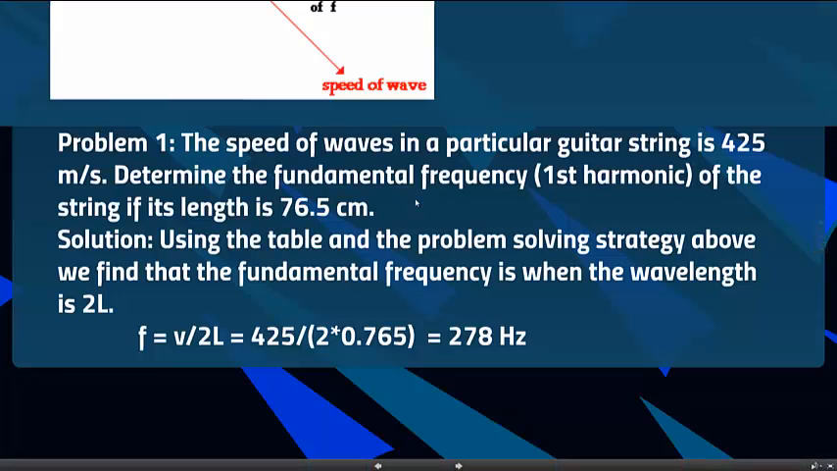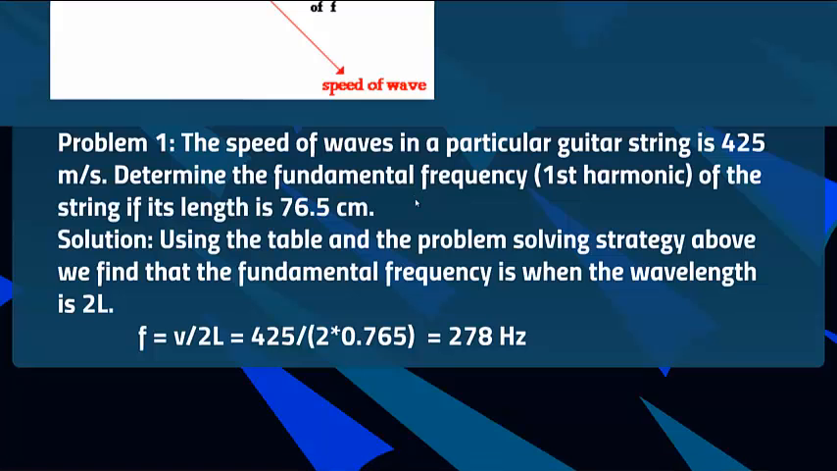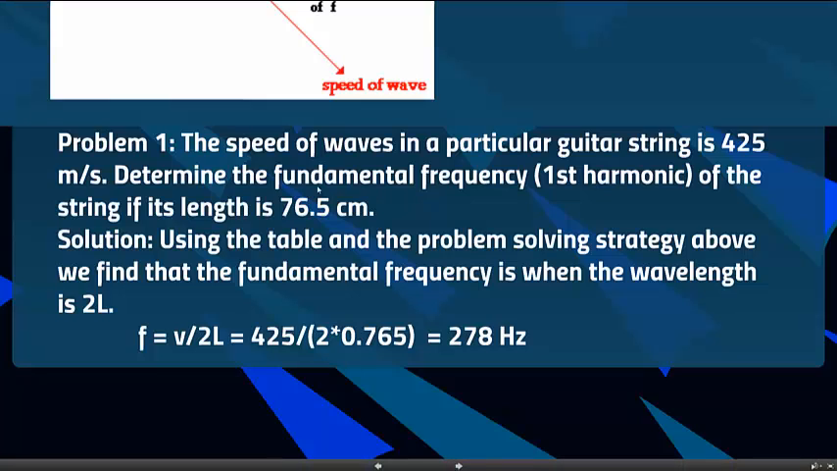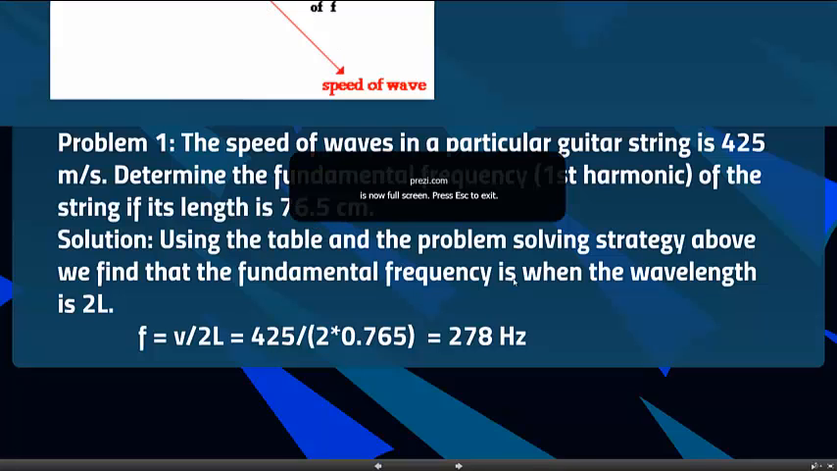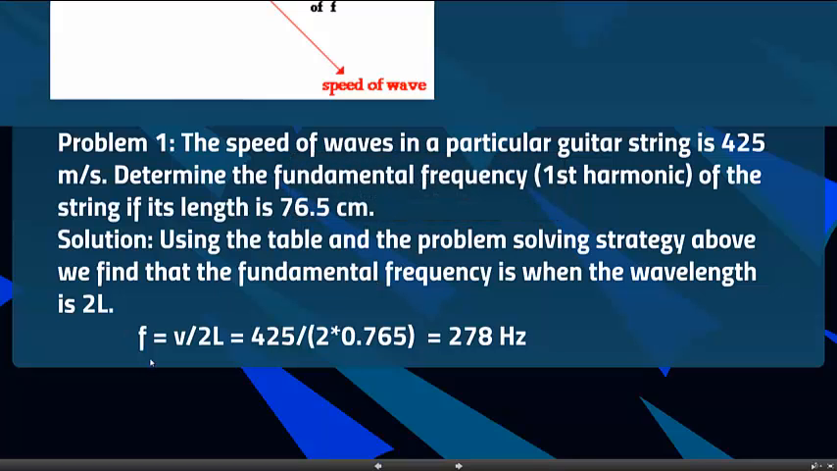So determining the fundamental frequency of a string if its length is 76.5. Well, remember the fundamental wavelength for a string was twice the length. So if we use the table and the problem solving technique above, we can find that the fundamental frequency is when the wavelength is 2L. So the frequency is velocity over 2L, or 425 divided by 2 times 0.765. Note that has to be converted into meters, and that gives us a frequency of about 278 Hz.